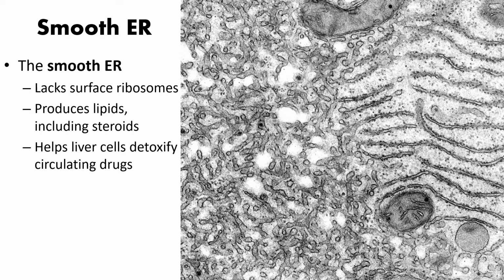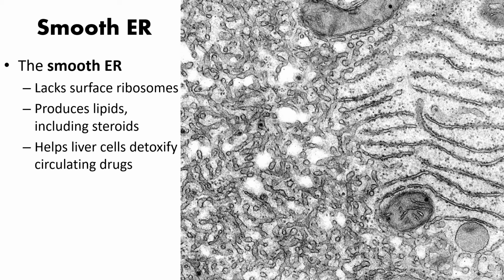The smooth ER is going to be quite different from the rough ER. The smooth ER doesn't have any of those ribosomes on the outside, and because of that, it does not produce proteins, because ribosomes make proteins. If you have a smooth endoplasmic reticulum, no proteins are going to be made without those ribosomes. What happens in the smooth endoplasmic reticulum is the production of lipids, including steroids. The steroids we were talking about in the previous lecture, many of them would be produced in the smooth ER of the cells.